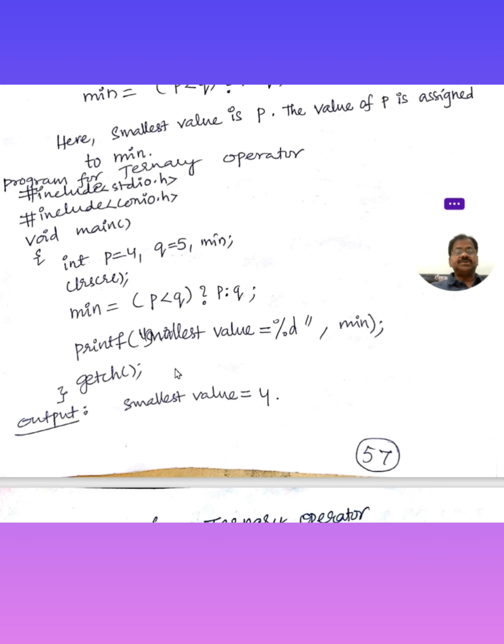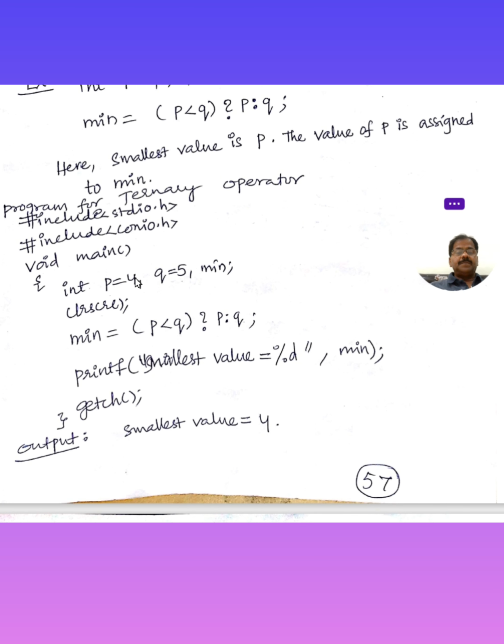You see here, if we see the program, then we can understand. P is equal to 4, Q is 5, min is P less than Q, question mark, P colon Q. You see here, this is the first expression, this is the second expression, this is the third expression. If this first expression is true, then this will be evaluated. If this condition is false, first expression is false, then third operand will be considered.